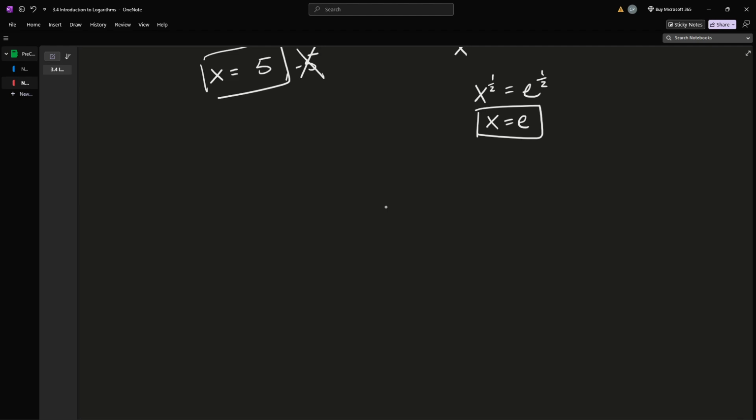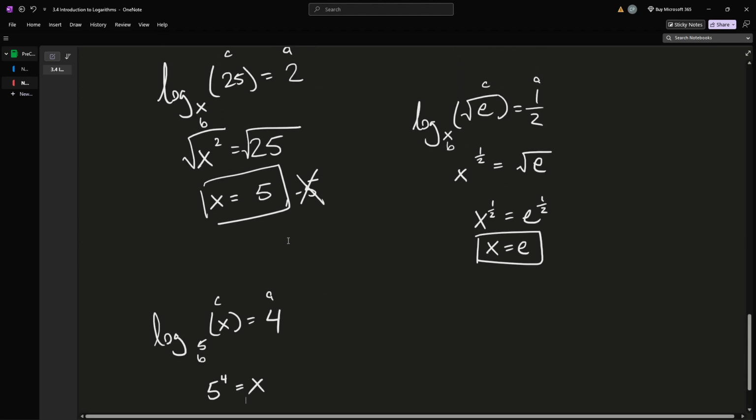So now we did it when b is unknown. So let's try it. Log base 5 of x equals 4. B, c, a: 5 to the 4th equals x. And our calculators could solve this.